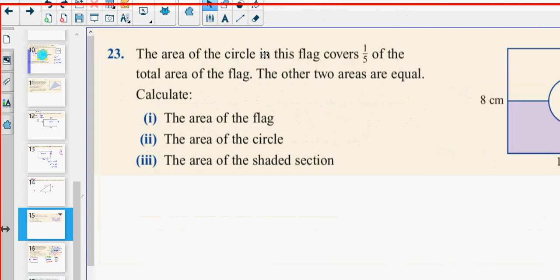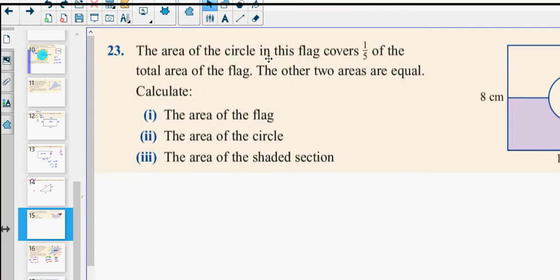The area of the circle is 1/5 of the total flag area. If the other two areas are equal, calculate the area of the flag. It's the whole thing, not the flag. Yeah, it is. So 8 times 10, 80 centimeters squared. Okay with you guys? The area of the circle divided by 5.